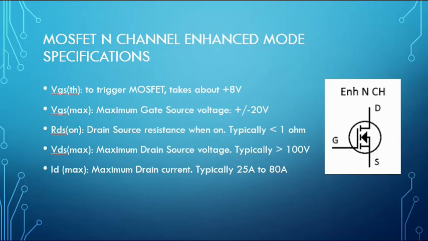RDS on is the drain-source resistance when on. Typically it's less than 1 ohm. We can get down in the milliohms, 27 milliohms, 20 milliohms. VDS max is the maximum drain-source voltage, the voltage between the drain and source. Typically it's greater than 100. You can get these at 50 volts, 100 volts, 200 volts, 500, 600 volts, etc. ID max is the maximum drain current, typically 25 amps to 80 amps or larger. They can handle lots of current.